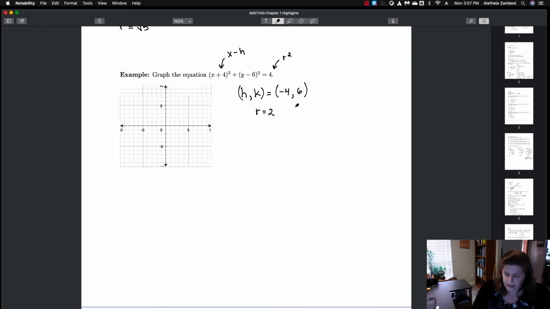Now plotting that, (−4, 6) gives me a point right here. Radius equal to 2, I'm going to go out 2 units in every direction and plot a point. So 2 units to the right, 2 units down. Oops, that's 3. 2 units down, 2 units to the left, 2 units up. And my goal with plotting this is just to make it look as little like a square as possible. So there is my circle plotted based on that equation.